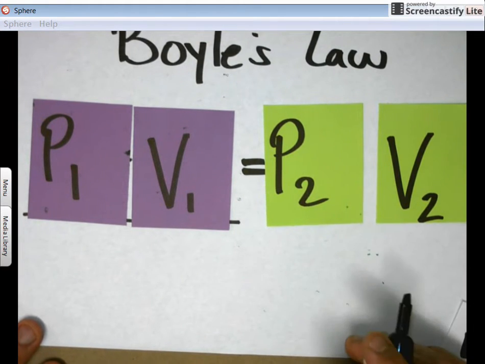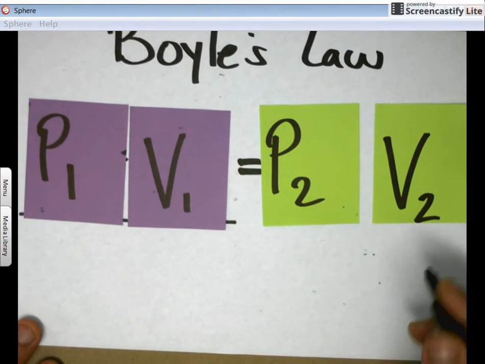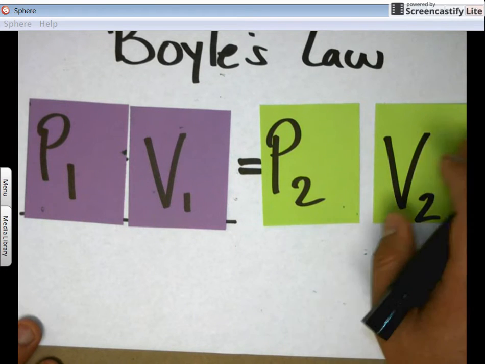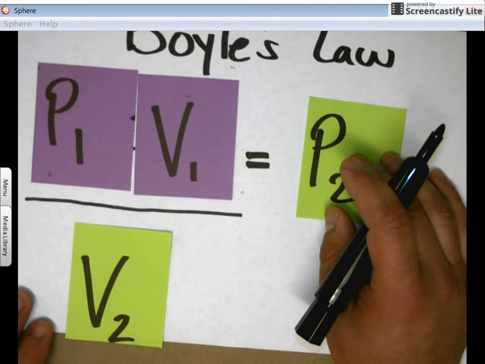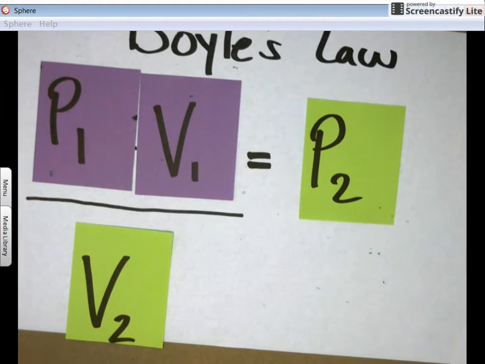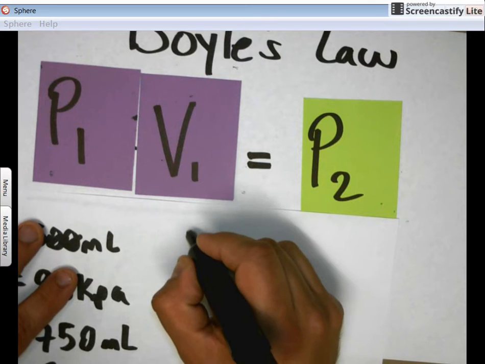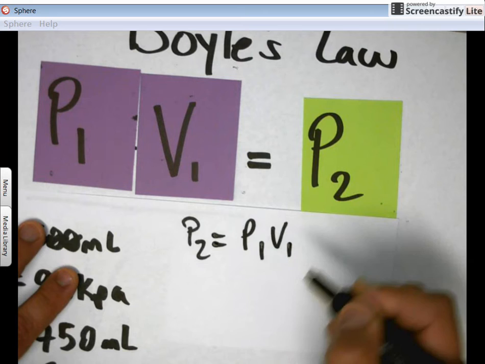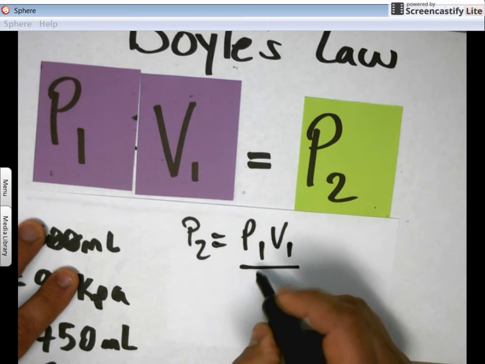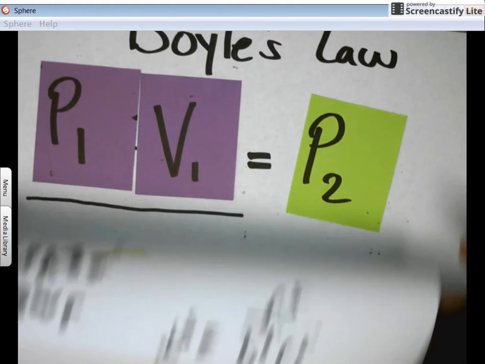Basically, I got to divide both sides by what? By V2, right? So if I divide this side by V2, it gets rid of V2. I do the same thing over here, and now I've got my equation that's going to solve for P2. All right? So I'm going to go ahead and rewrite that so you can be more familiar with it. And that's divided by V2, right? Basically, that's what I did.